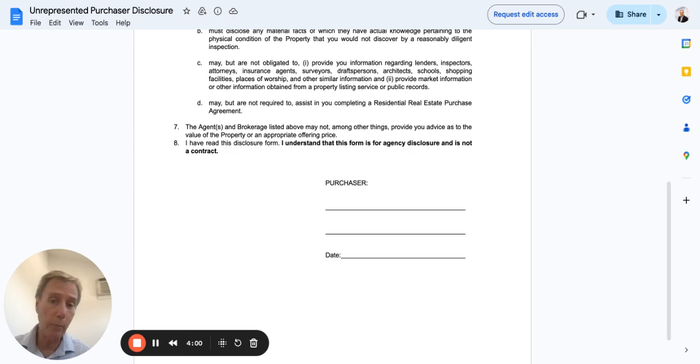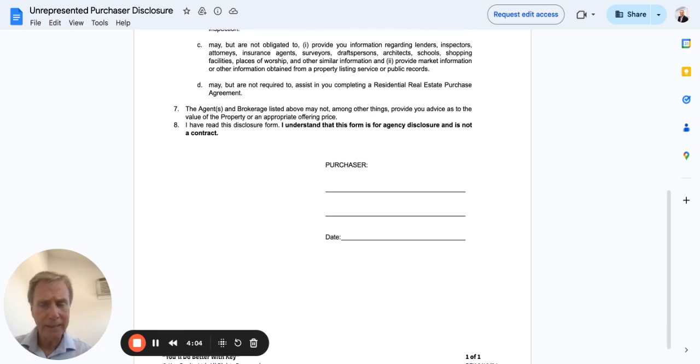Number D, you may help them with filling out the purchase agreement. Number 7, the agents and brokers may not, among other things, advise you as to the value of the property or offer price. Basically, and I always explain this to buyers, what it says there is I can't tell you what to pay for the property. And quite frankly, you don't want me to anyway, right? But you can advise them what the seller is going to take. You can't advise them on the amount of the offer to make.